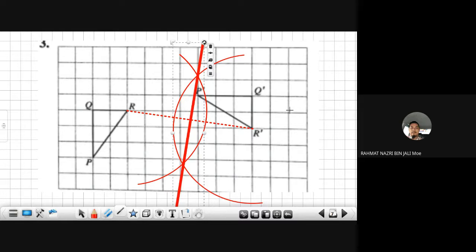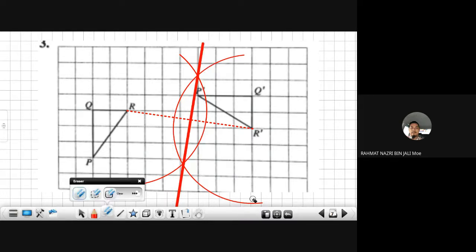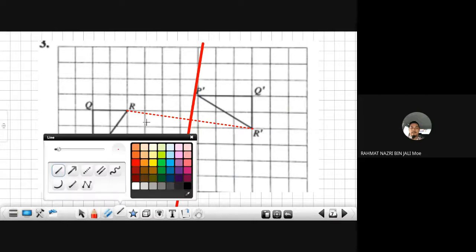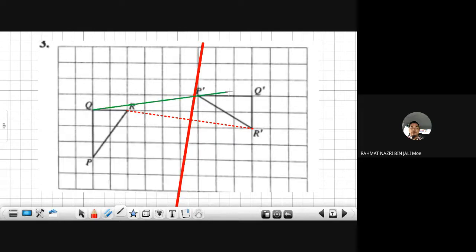Okay. Ini yang pertama. Saya clear the extra arc. Ataupun saya clear sudah ini. Ini dah siap. Jadi boleh clear lah. Kita mahu garisan ini saja. Kemudian cari yang kedua. Saya guna warna hijau. Q. Saya ambil Q dengan Q prime. Dotted line.